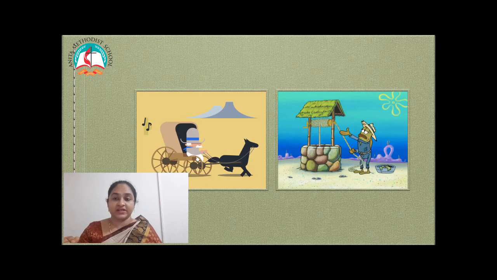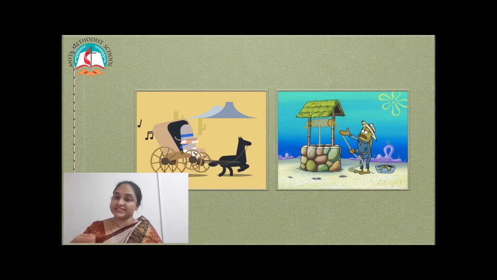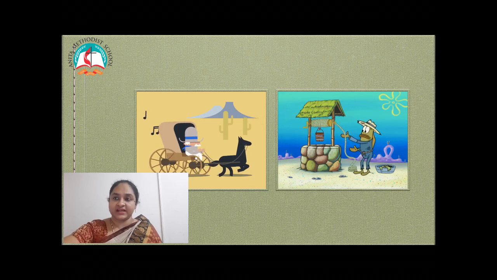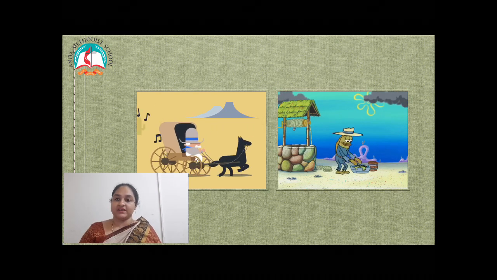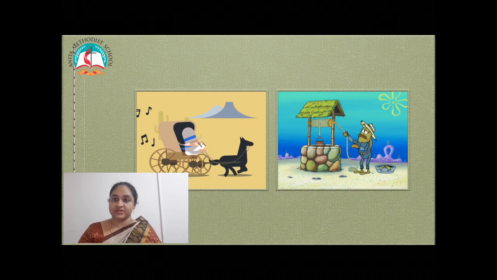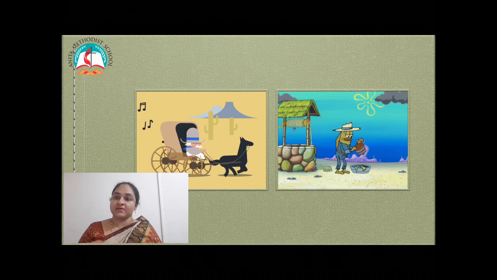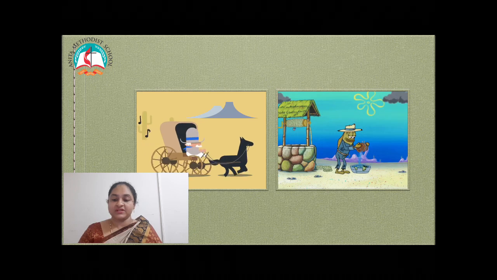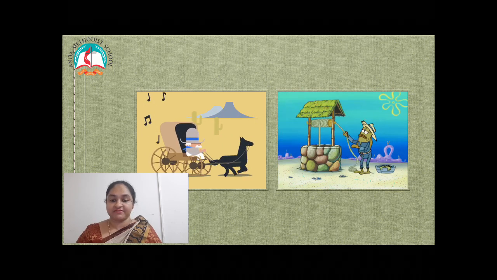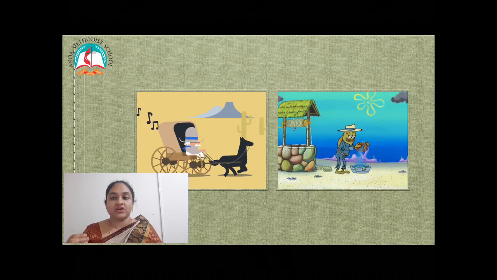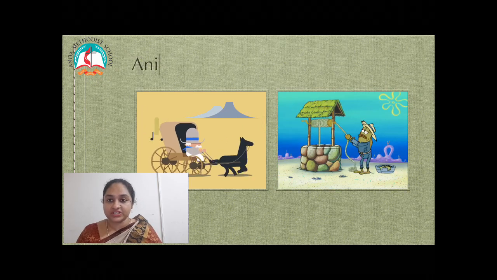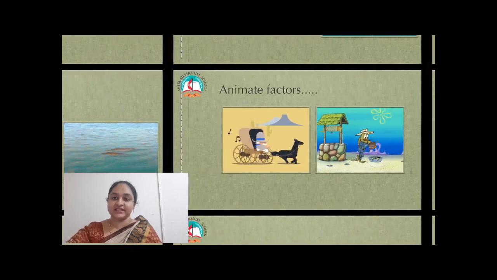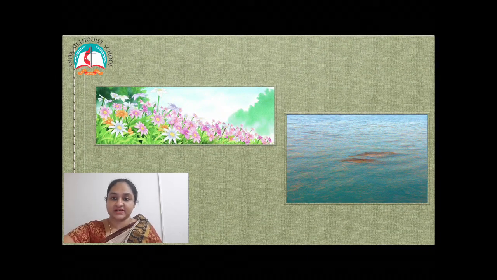When we push a book on the table, it moves. When we kick a ball, it moves. When an animal, a bullock or a horse, pulls, the cart moves. In our daily life, we draw water from the well. It is a person drawing the water. So, in all these things, a person or an animal is involved in the motion, and so they are called animate factors. Motion occurs when the object is pulled or pushed by an agency. Then they are called animate factors.